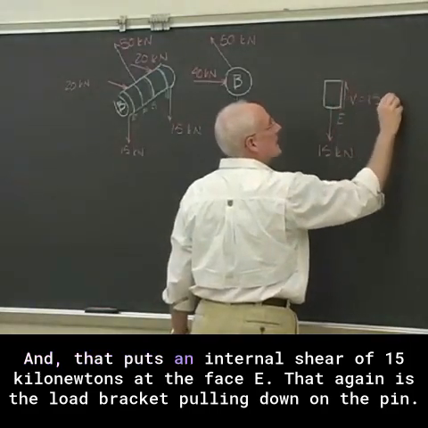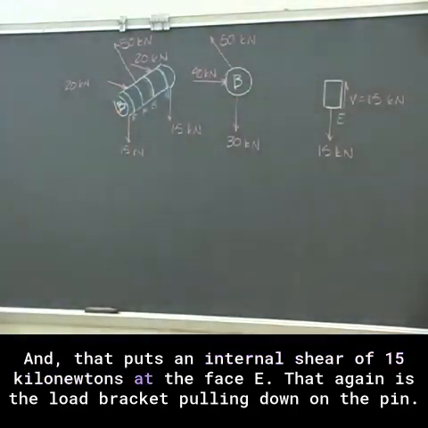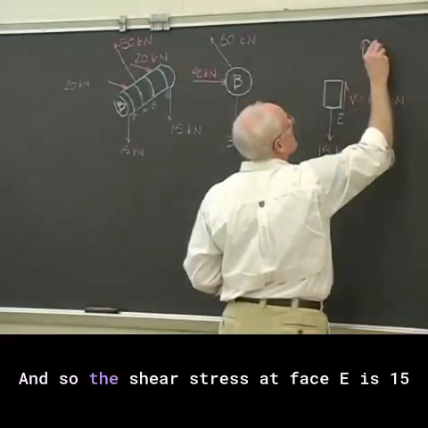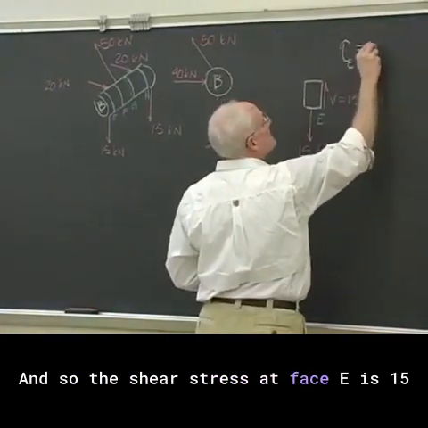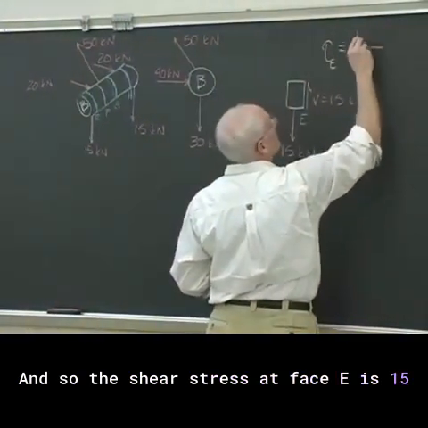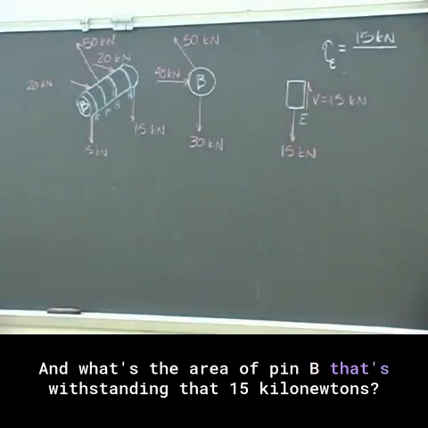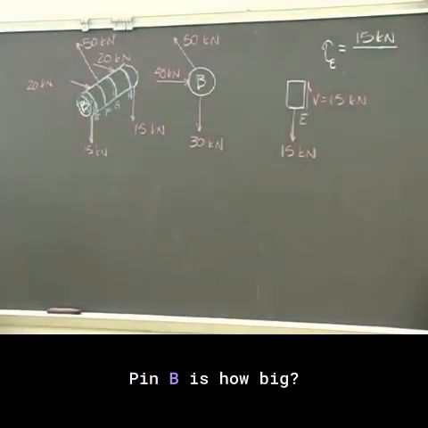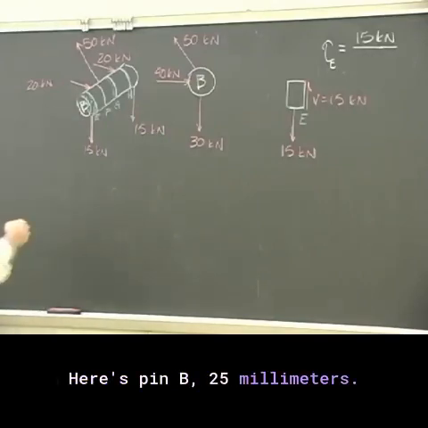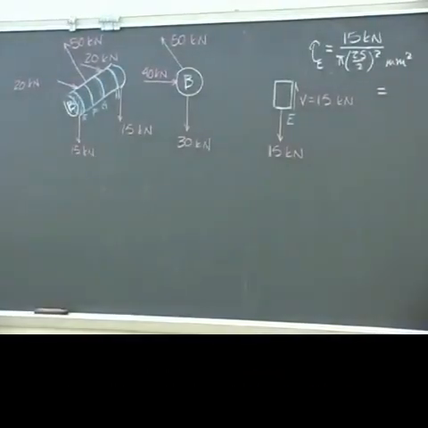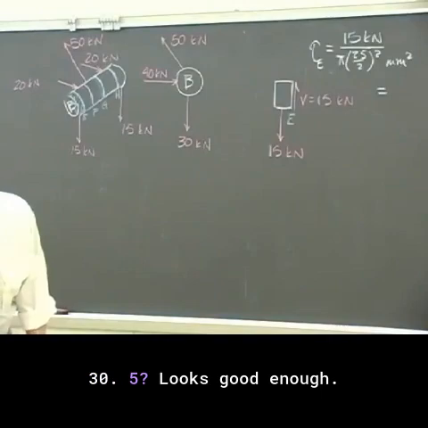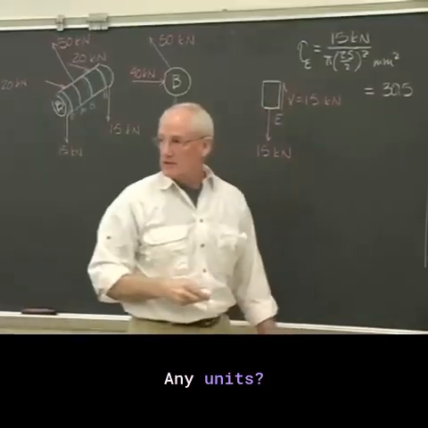That puts an internal shear of 15 kilonewtons at the face E. That again is the load bracket pulling down on the pin. And so the shear force at face E is 15 kilonewtons. And what's the area of pin B that's withstanding that 15 kilonewtons? Pin B is how big? Here's pin B, 25 millimeters. And so what's the shear stress there? 30.5? Looks good enough. Any units?